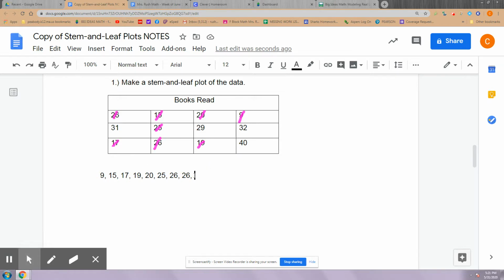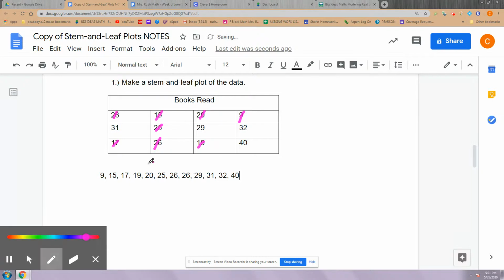All right, a few more numbers left. Then we have 29, 31, 32, and 40. Awesome. So we should be good. We did 29, 31, 32, and 40. Perfect. So we ordered our data from least to greatest.